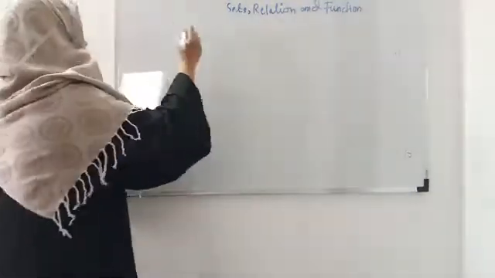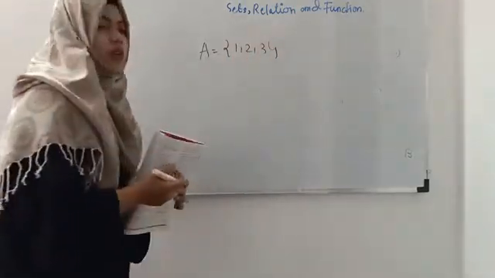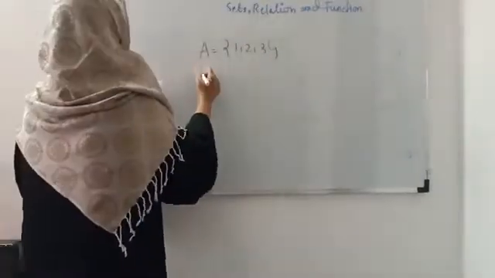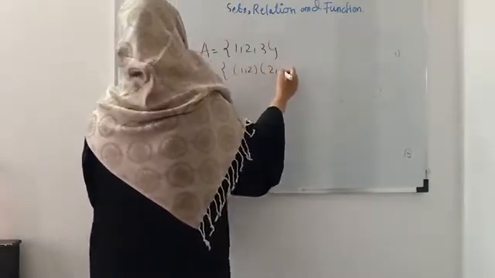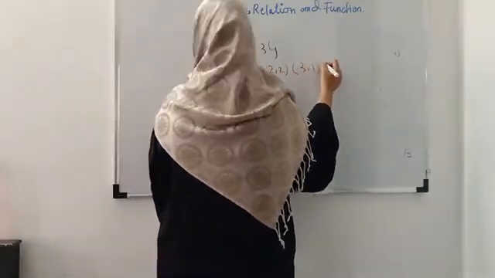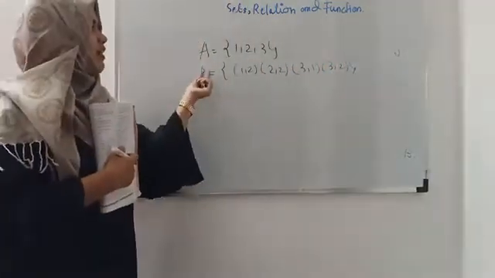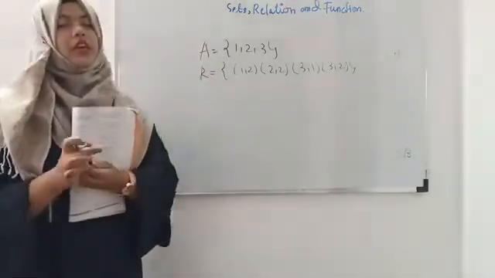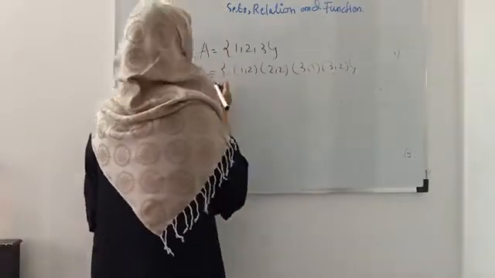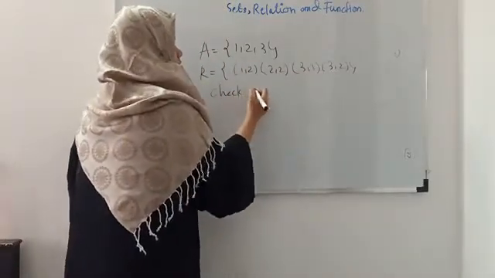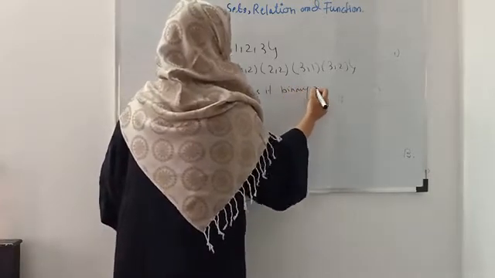Suppose that A is equal to {1, 2, 3}, okay, and R is equal to {(1,2), (2,2), (3,1), (3,2)}. Check whether R is a binary relation on A. One relation is given: (1,2), (2,2), (3,1) and (3,2). We have to check whether it is a binary relation on A.